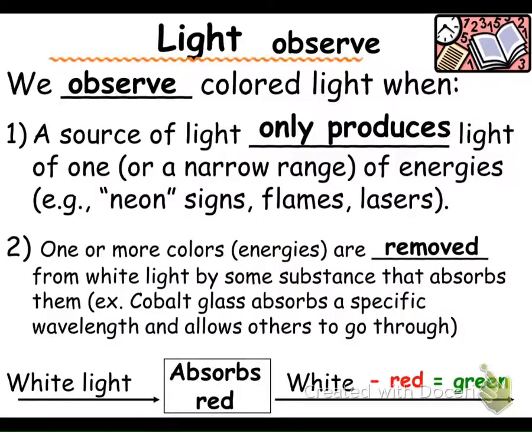We observe colored light when a source of light only produces light of one or a narrow range of energy, so neon signs are a good example. One or more energies or colors are removed from white light by some substance that absorbs them. So for example, cobalt glass absorbs a specific wavelength and allows others to go through it. So white light, sometimes when absorbed by a certain thing, white minus red would give us green. This can also happen when light passes through a prism, it will break up and show us the rainbow.